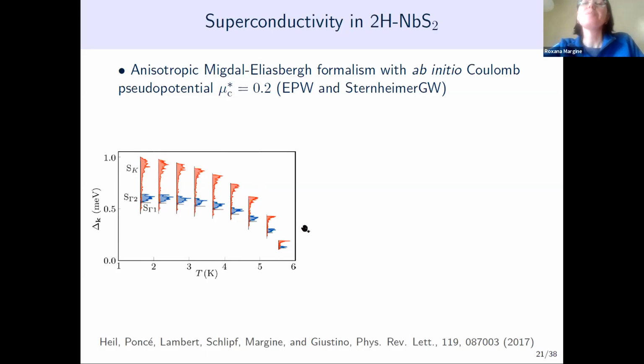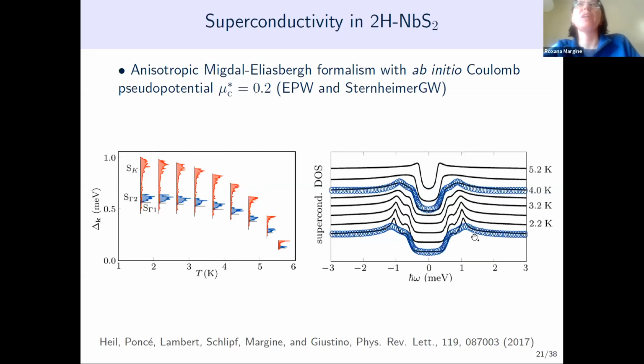And from this gap, we can now extract the superconducting density of states, and we can compare it with the experiment. As you can see in this plot, the agreement between our calculations and experiment is very good, apart from a scaling factor that we had to introduce. And this confirms that the peaks around 0.5 and 1 millielectron volts are in fact the same as in the tunneling data, and they can be associated to the gamma and K superconducting gaps on the Fermi surface sheets.